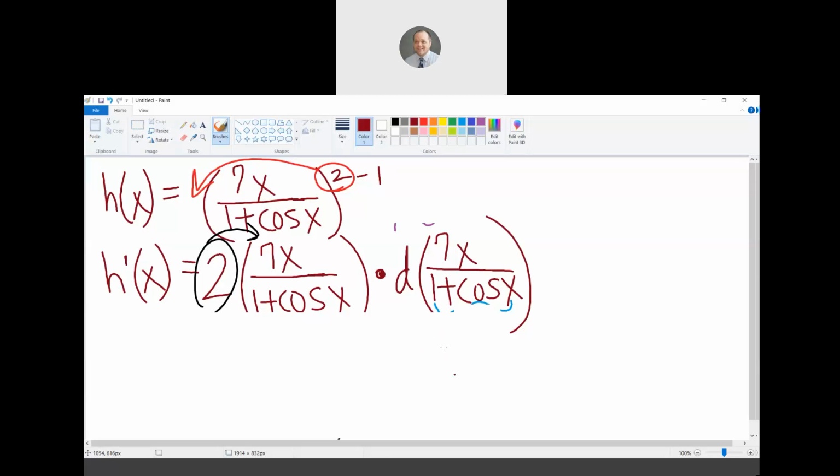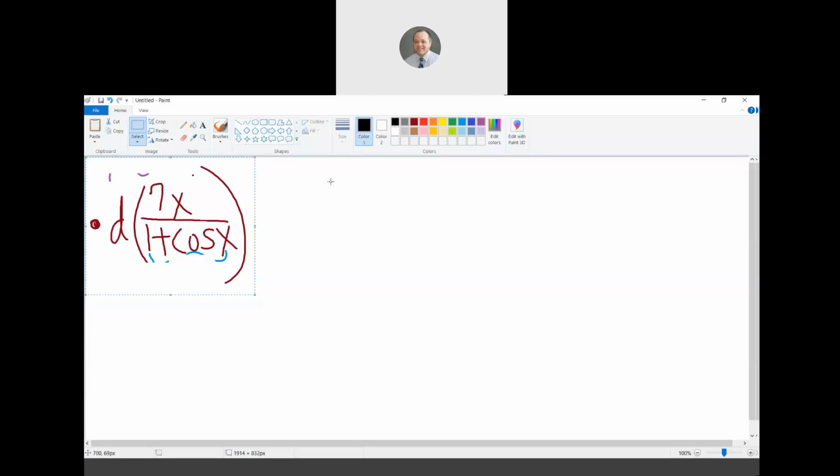I'm going to make a brand new page. Let's see if I can do this. Hold on just a second, y'all. I'm just going to make a brand new page and share it with you guys. Hold on just a minute. Okay, so I've just devoted one page to just taking the derivative of our fraction.